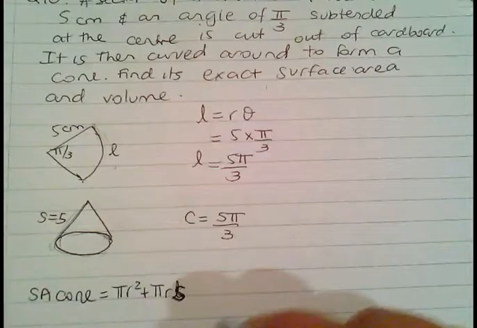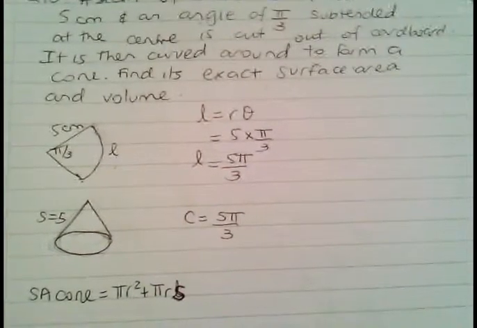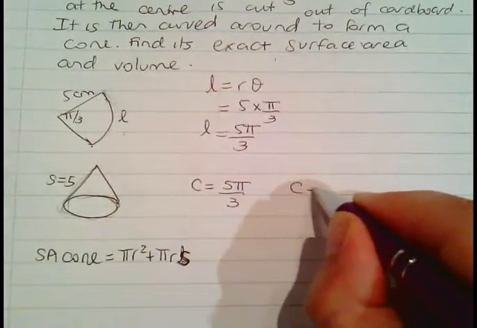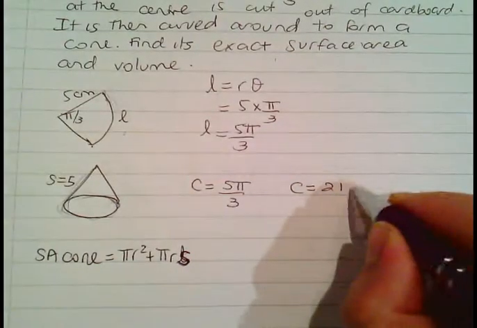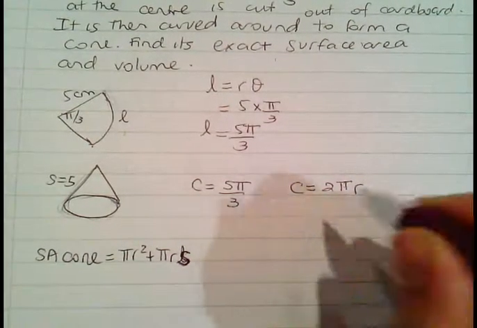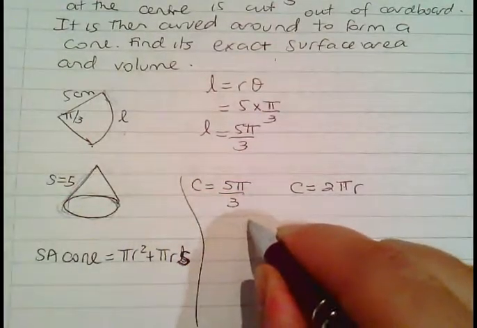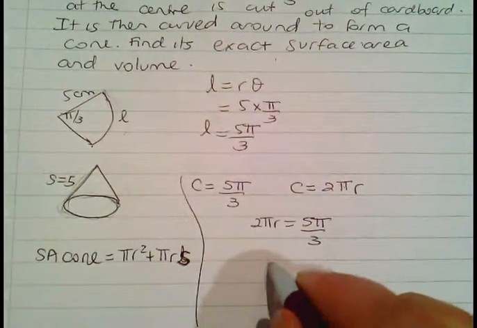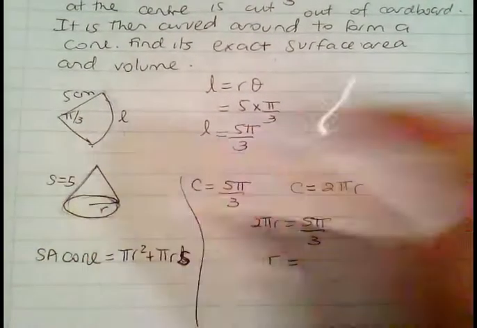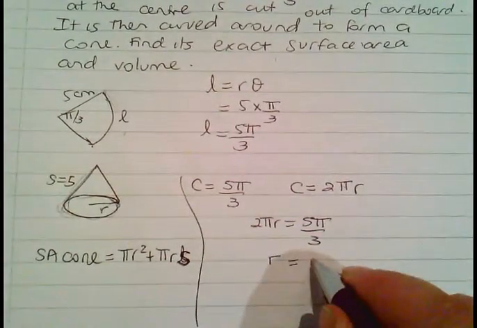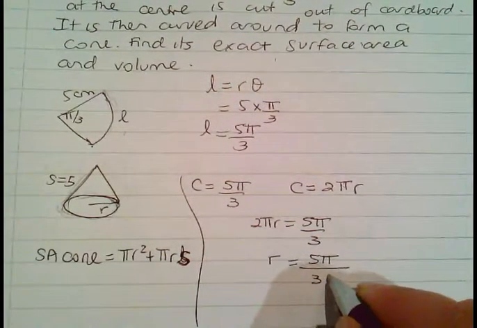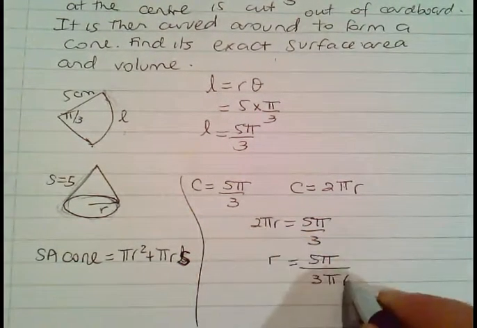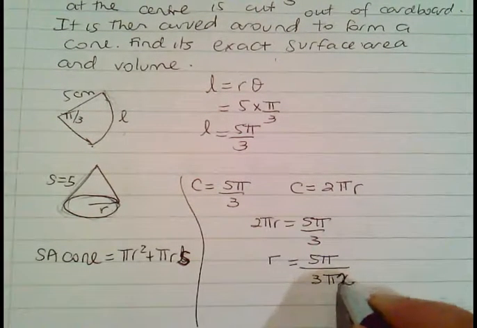And I'll look at the volume of the cone in a minute. So the circumference around here is 5 pi on 3. We also know that the circumference of a circle is pi d, or 2 pi r. I'll write 2 pi r. So therefore, we know that 2 pi r equals this 5 pi on 3. Now, making r the subject to find the radius of this circle, we divide by 2 pi.